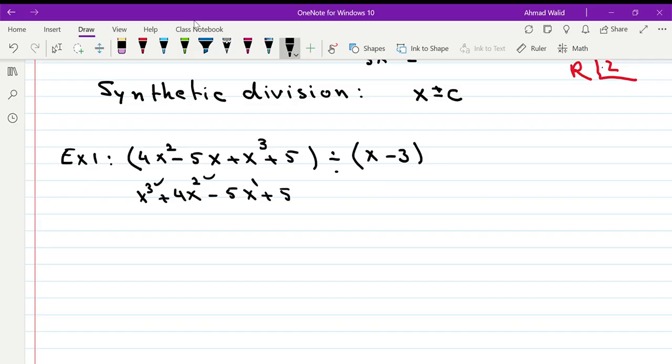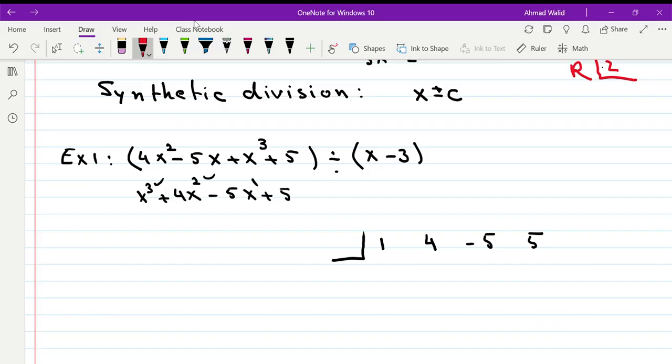Now, in synthetic division, we take the coefficients of the dividend and write them in one line, like this. What is the coefficient of x cubed? 1. What is the coefficient of x squared? 4. What is the coefficient of x? Negative 5. And your constant term, which is 5. Draw a box like this on the side.